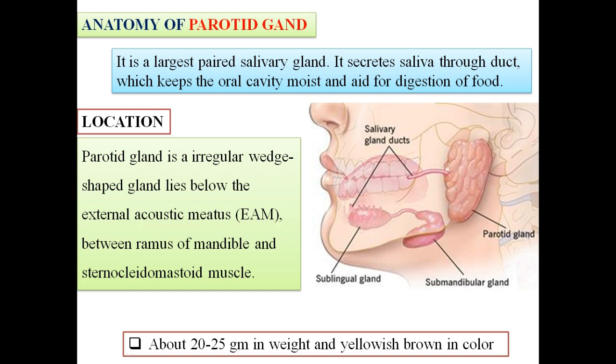It's an irregular wedge-shaped organ. It's located between the ramus of the mandible and the sternocleidomastoid muscle. The gland is about 20 to 25 grams in weight, and it looks yellowish-brown in color.